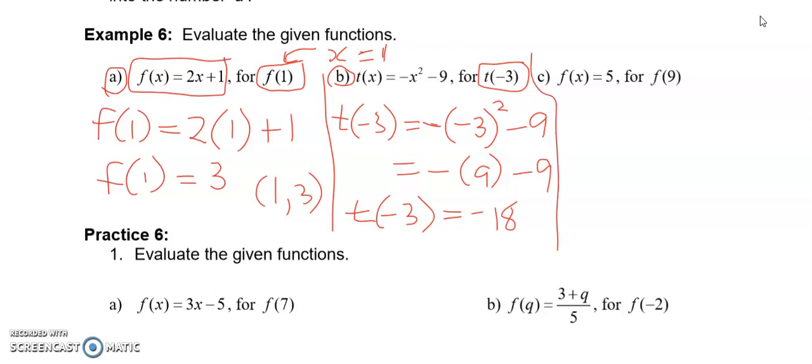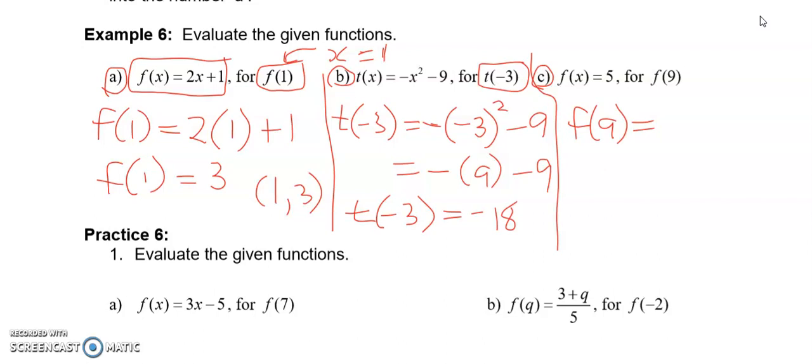All right, and for part C, that one is easy as well. Look at this. F of x is equal to 5. Now that's the same as y equals 5, remember? That's really just a horizontal line. So if they're saying evaluate the function f when x is equal to 9, let's see. That means that wherever there's an x in that function, I have to replace the x with a 9.